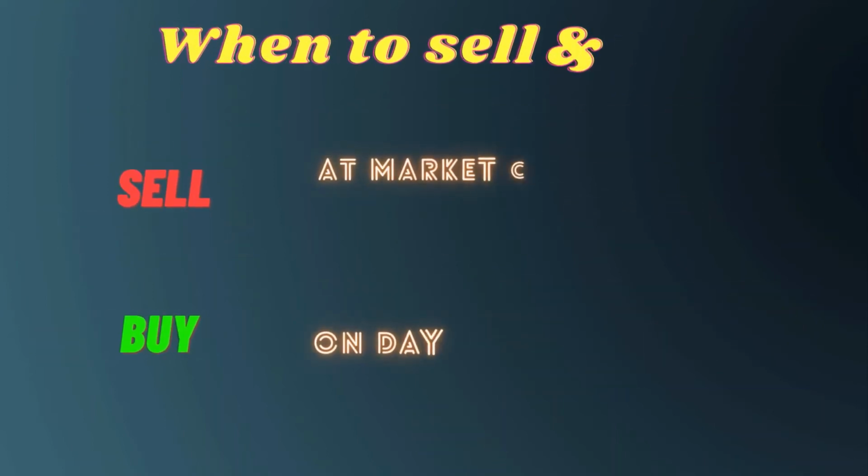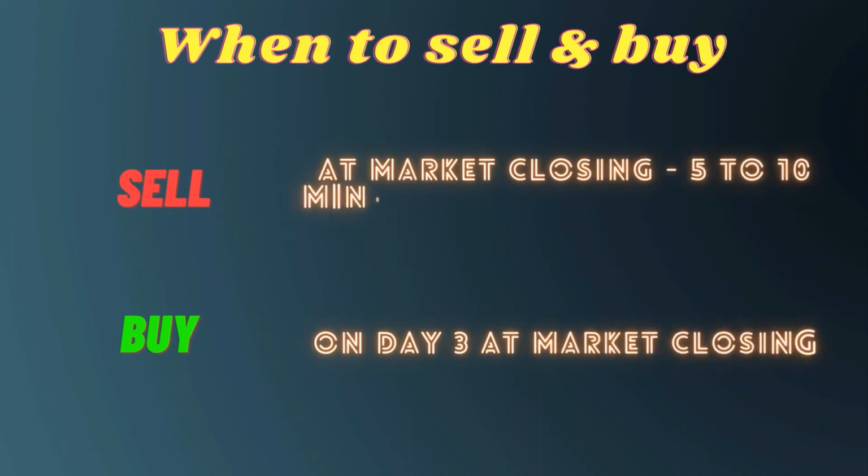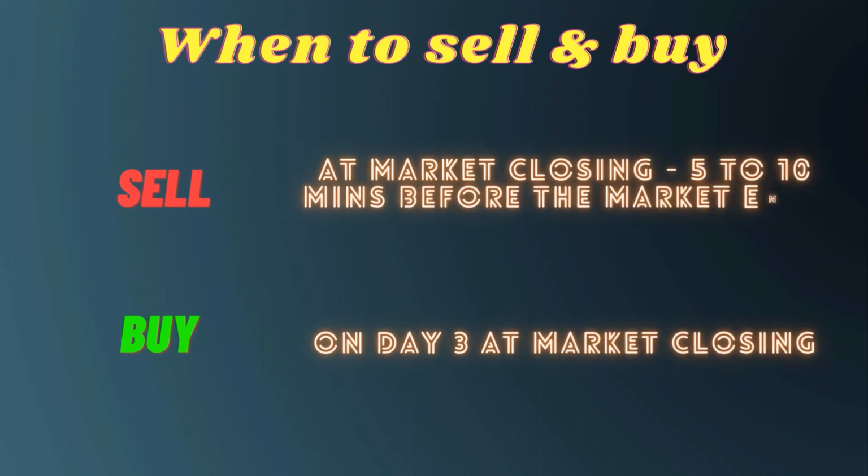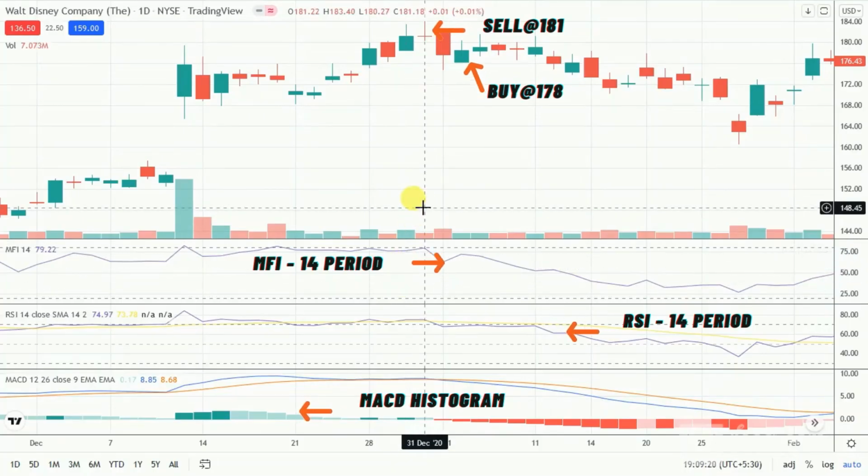And it's the same as strategy 1. We look for these conditions 5 to 10 minutes prior to market closing. And as soon as we get a signal, we will sell and we will buy back on day 3 at market closing. Now, let's quickly take a look at the chart and understand how this strategy is traded.